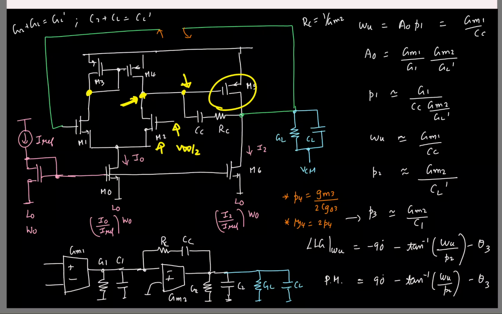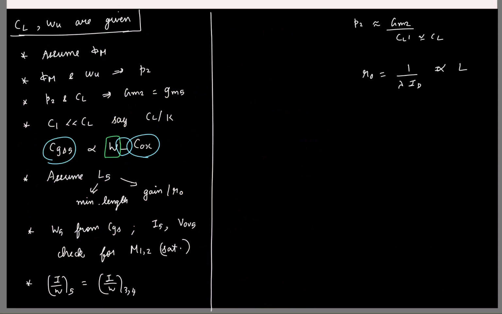Okay. What all we have found now? We have designed the second stage completely almost, right? The second stage, this transistor, we know everything about it. So, have we known anything about CC yet? No. But we can now choose it, right? We know how should CC be chosen? Greater than C1. My CC should be greater than C1. I know what is my C1. That's C1 is basically my CGS5. So, I can go and choose some CC. That's good enough.